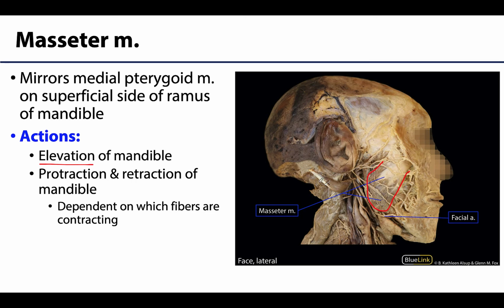This is a very complex muscle, so you'll have fibers running in different directions. And dependent on which fibers are contracting, these can actually be antagonistic to one another. So you can have protraction of the mandible as well as retraction of the mandible, dependent on the specific masseter muscle fibers that are contracting.